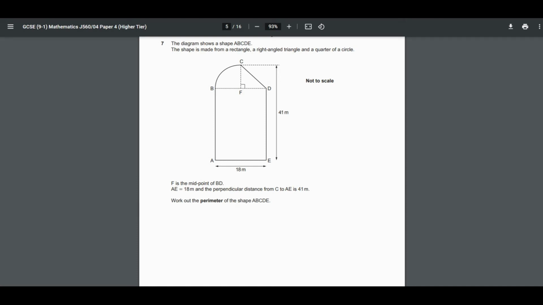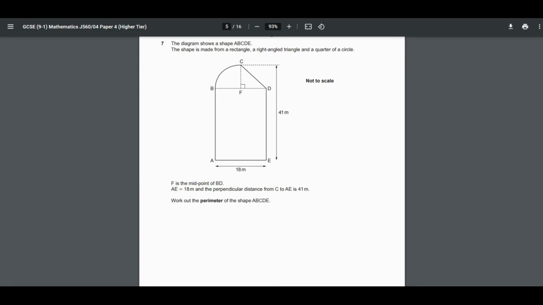Right, question 7. The diagram shows a shape ABCDE. The shape is made from a rectangle, a right-angled triangle, and a quarter of a circle. And you have that image below. So F is the midpoint of BD. AE equals 18 meters, and the perpendicular distance from C to AE is 41 meters. Work out the perimeter of the shape ABCDE.